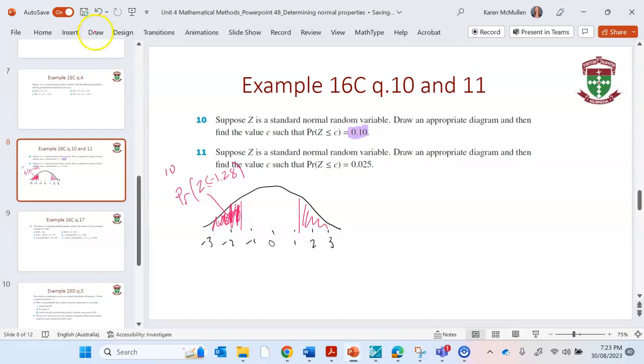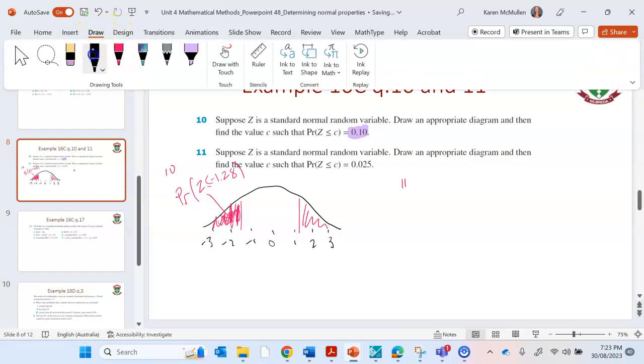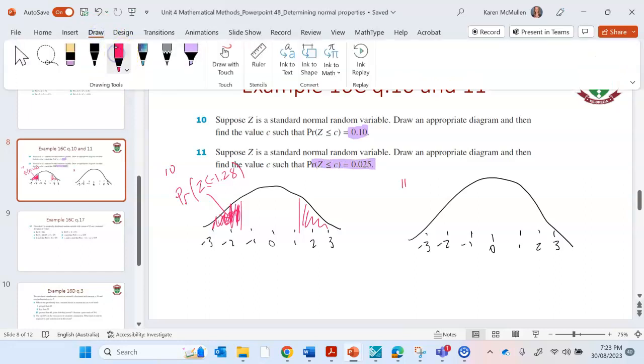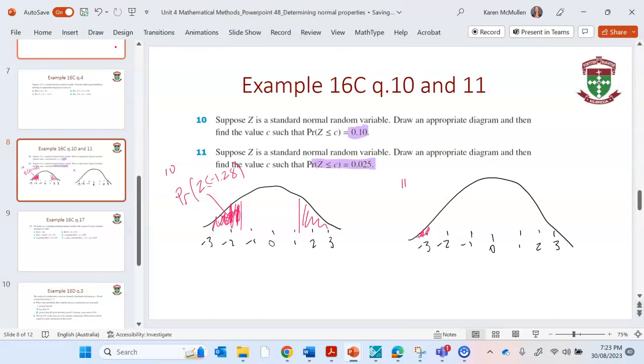All right, so for question 11, let's draw our normal distribution again. So that was question 10. Do question 11 over here. I just realized I didn't save this, so this is going all over my PowerPoint. It's a standard normal again. You probably don't even need to put these in, but while you're learning about the normal distribution, it might be a good idea to do so. This time we have Z is less than C is 0.25. So that is a very small probability, so it's going to be down here somewhere. C is going to be somewhere around here.